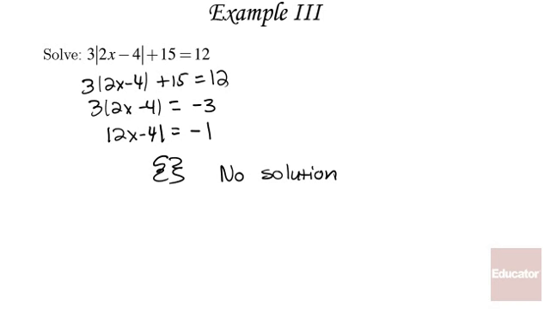The important thing is to just look carefully at your work and make sure you didn't make any mistakes. And if you did all the math correctly and handled this correctly and you come up with something like this, then you didn't do anything wrong. It's just that there is no solution.